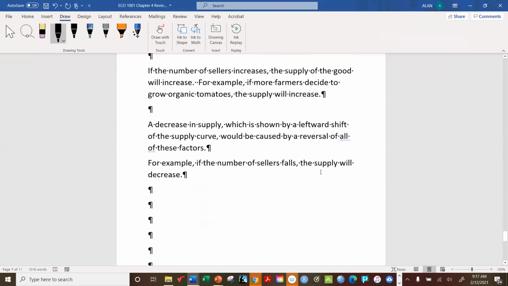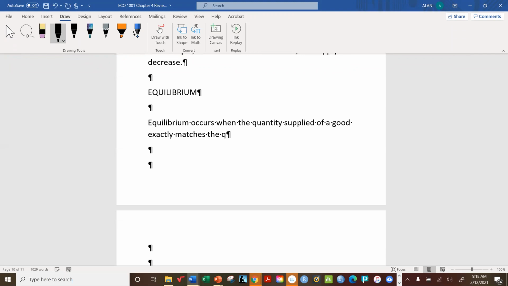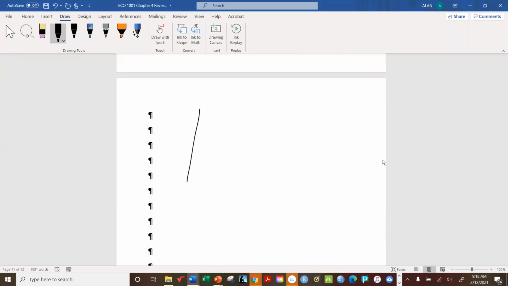All right, now all of these curves are going to be brought together to discover something very important called equilibrium. Equilibrium occurs when the quantity supplied of a good exactly matches the quantity demanded. And we can see that by drawing the curves. And of course, this is where you're going to get a lot of practice.